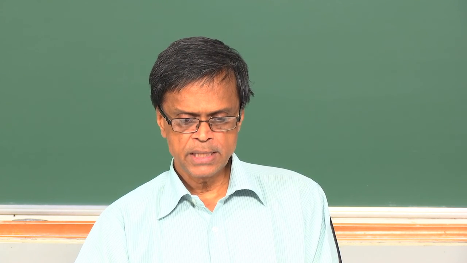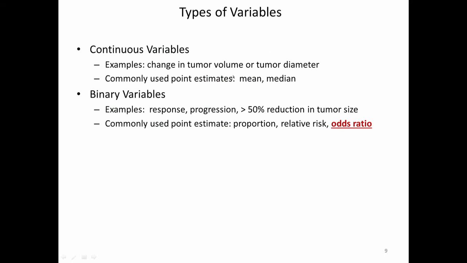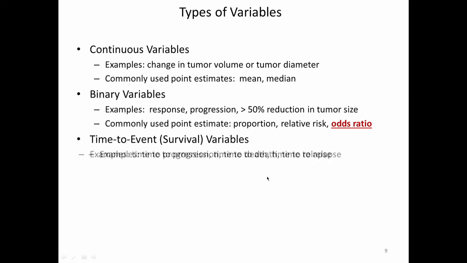But when you have binary data, then the odds ratio comes into the picture: the proportion of males to females having a particular disease, proportion of observed changes in a certain parameter in two different species, and so on. In such situations we would use this odds ratio. Okay.